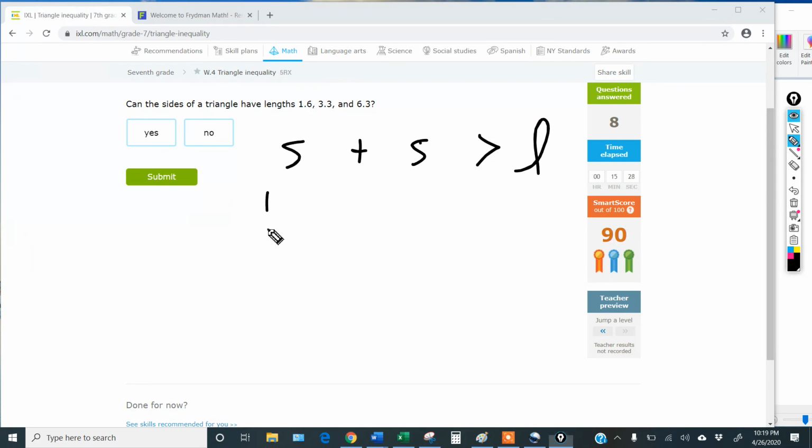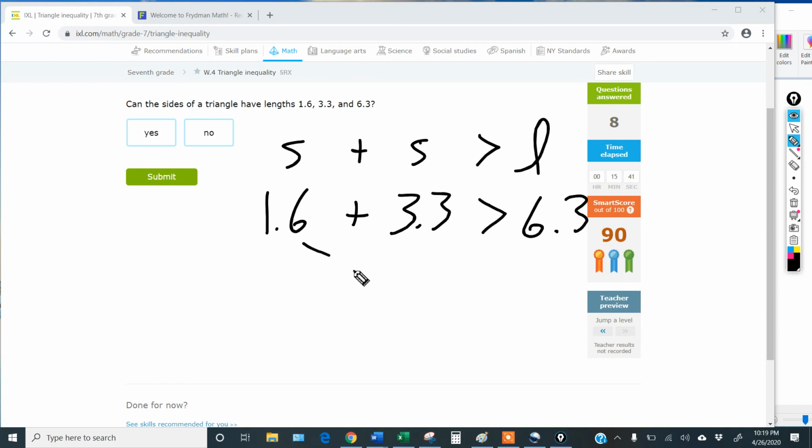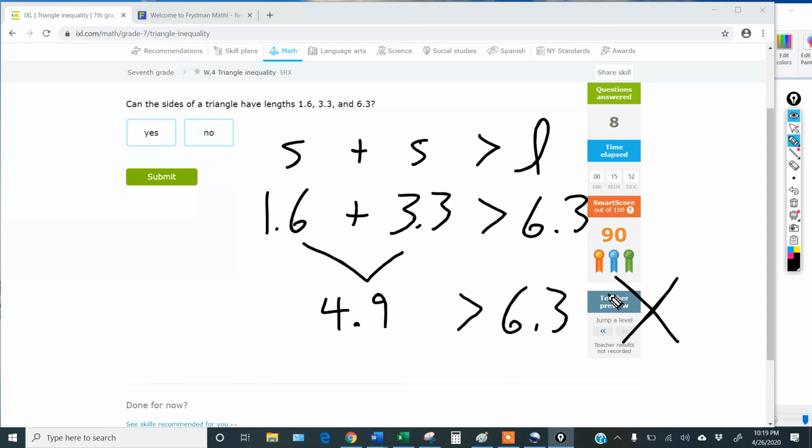So we're going to write 1.6 plus 3.3 should be longer than 6.3, because then we'll get a triangle. Now, if we add these together, we're going to get 4.9. Is 4.9 greater than 6.3? No, it is not. 4.9 is less than 6.3. So this is no good, right? The two short sides, when we put them together, are not greater than the longest side. So this is going to be another no.